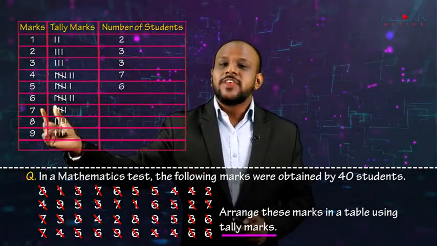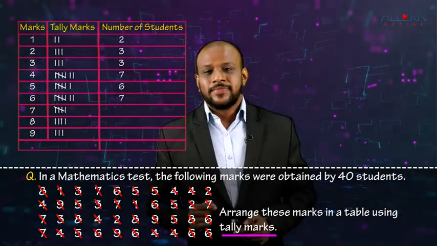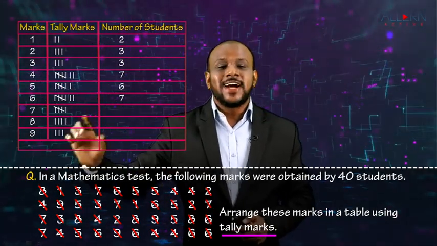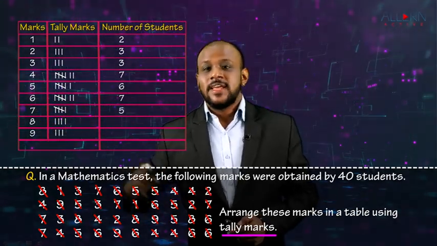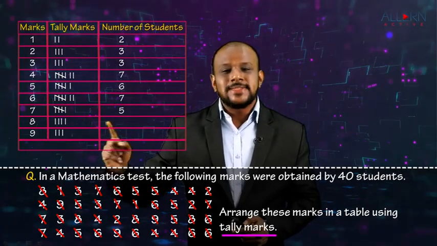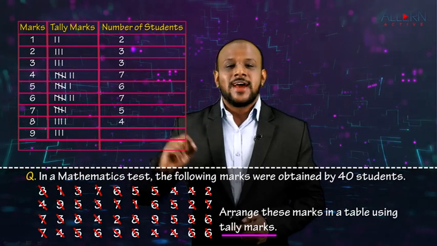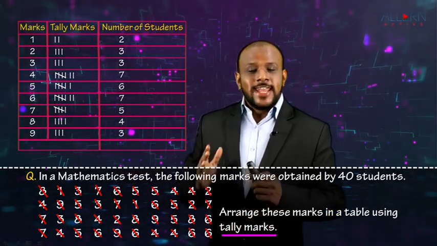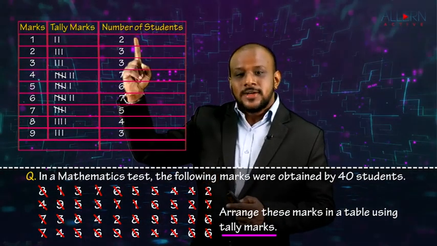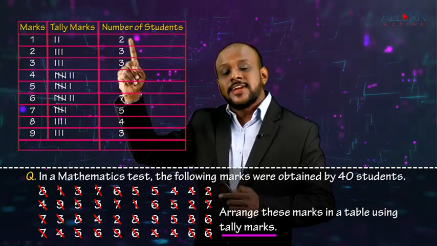For 6, we can again count 5 plus 2 is what? Yes, it is 7. After that, we have how many data? 5. So we can write here 5 for the marks 7. Then for 8, we can count easily and we can write 4. And for 9, we can see there are 3 tally marks, so we have to put 3. Clear?